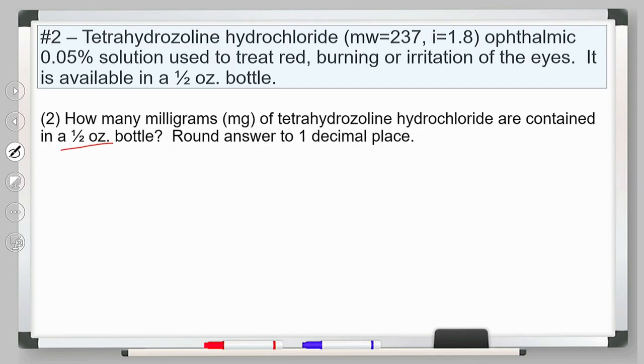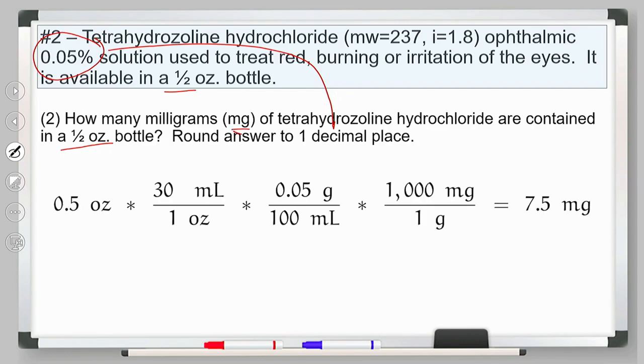But if 1 fluid ounce is 30 milliliters, if we start with a half an ounce, how many milligrams of tetrahydrolysine are in a 0.05% solution? Okay, that's very similar to what we've already done. You'll see why we need to know this first. I'm going to have a half-ounce solution. Okay, it's going to contain 0.05% weight per volume of tetrahydrolysine, so I need to know the weight of my tetrahydrolysine in that solution.